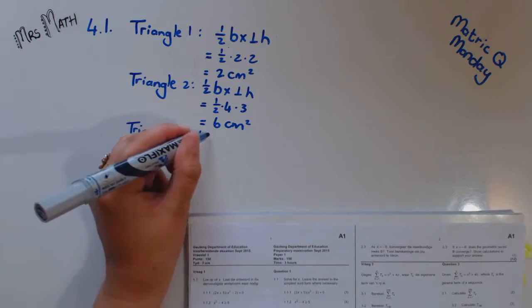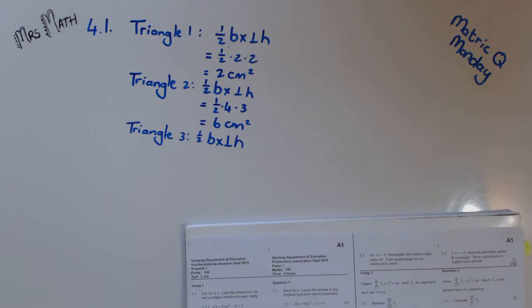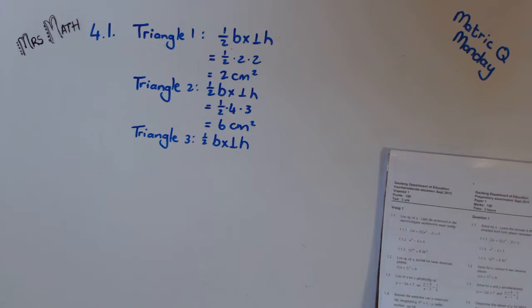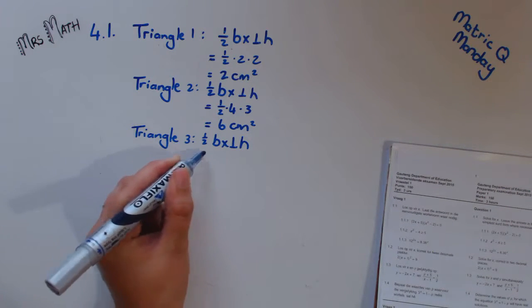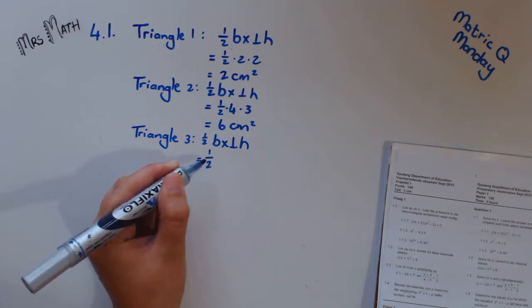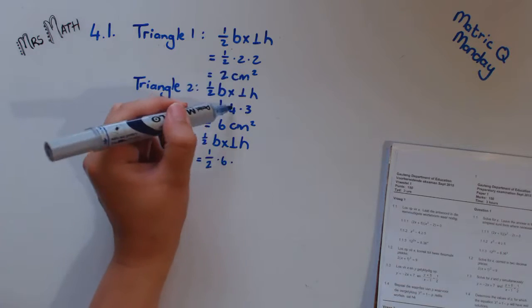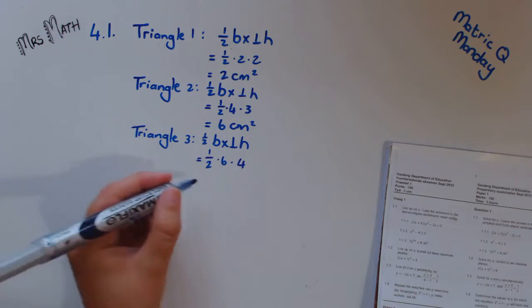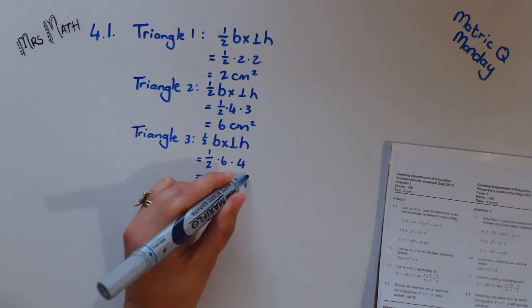would be half base times perpendicular height, which now my base is 6 centimeters and my height, the base just goes 2 more and the height just goes 1 more, so this is 4, which is 12 centimeters squared.